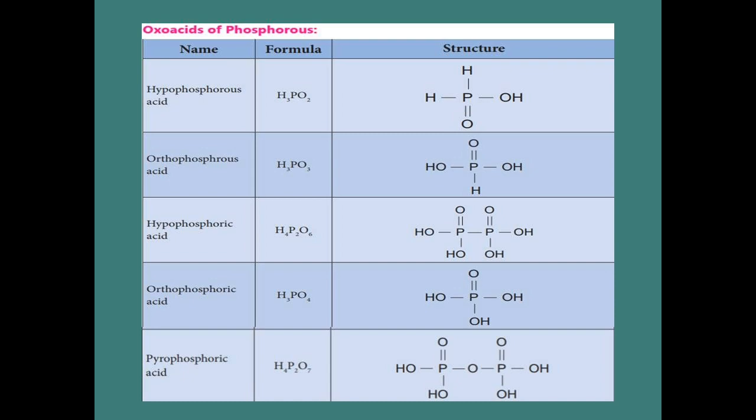Centrally, phosphorus has 5 bonds around it, and 1 oxygen possesses a double bond, so it is also satisfied. And 3 oxygens form a single bond with the phosphorus as well as with the hydrogen.